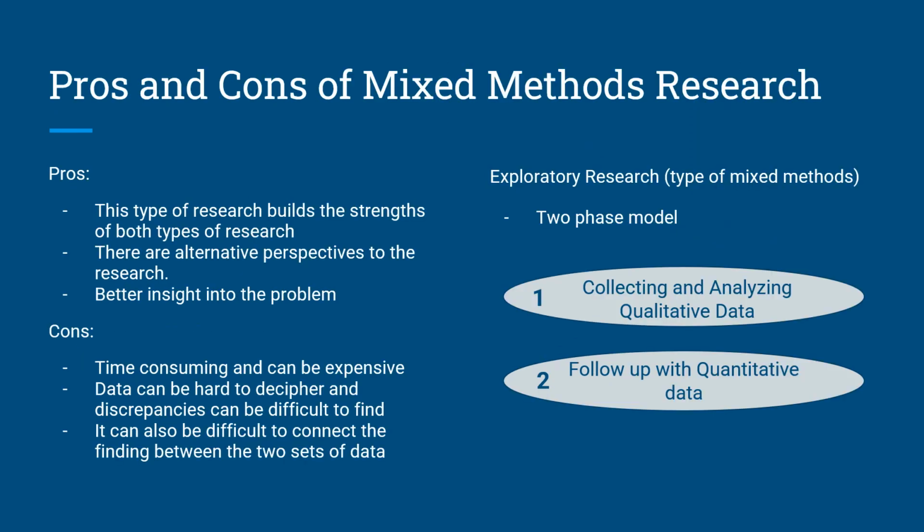Pros and cons of mixed method research. Pros are that this type of research builds on the strengths of both types of research. There are alternate perspectives to the research. So you have the qualitative data and the quantitative data. You can put them both together to develop a deeper understanding of the research that you're doing. And then you have better insight into the problem.